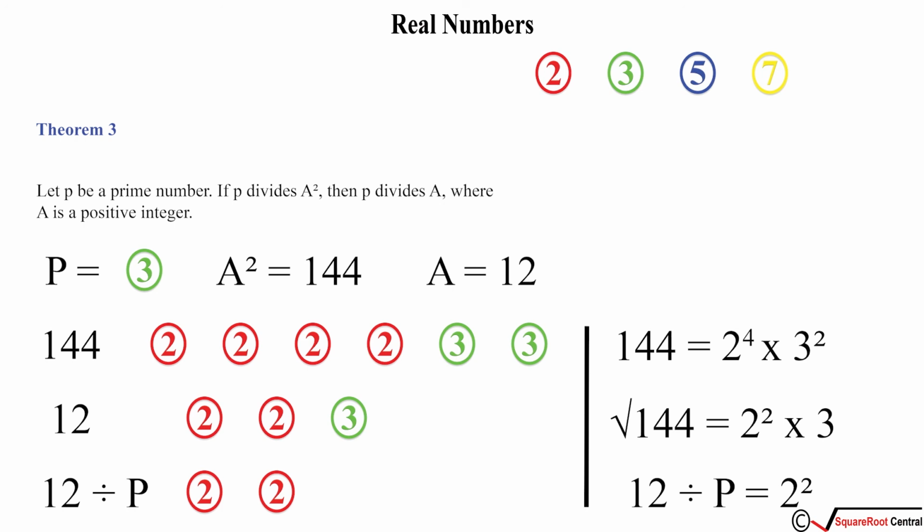So 12 divided by P is 2 and 2. We have 2 common 2's there. That can be written as 2 to the power 2. So square root of 144 or 12 is also completely divisible by the number 3. This goes on to prove that for every prime number, if P divides A square, then P also divides A.